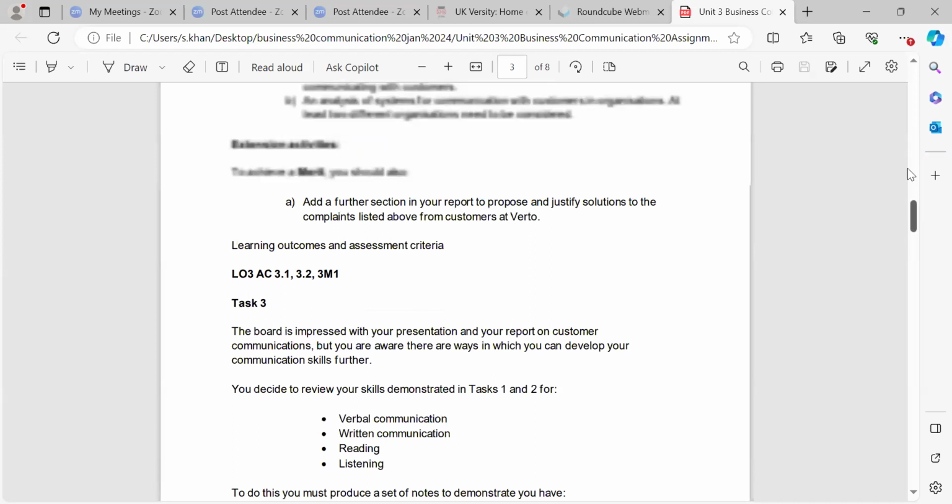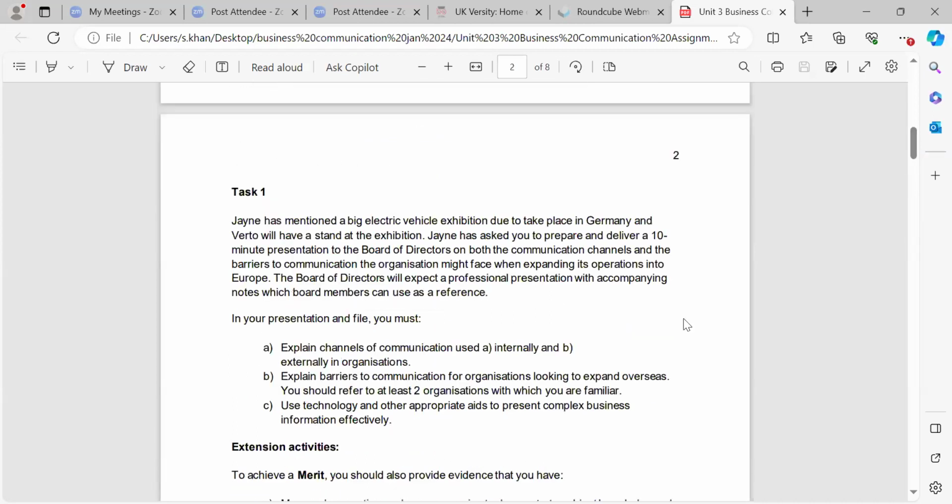So for example, if you have task 1, you would put that as a heading. You also need a contents page, and then you would put A on the heading, explain channels of communication used, externally and internally, then write everything about part A, then do the same as part B, put that as a heading, and part C as a heading.